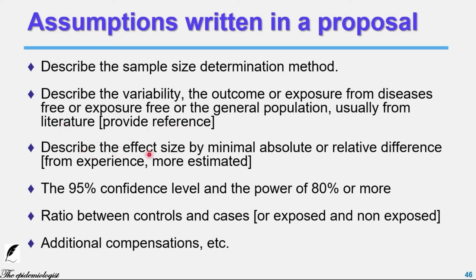Describe the size of the effect by taking the minimal absolute or relative difference warranted. This effect size is usually taken from experience. It is more estimated through considering the possible minimal estimate. Consider two things: the confidence level, usually 95%, and the power estimate at 80% or more. Consider also calculating the ratio between controls and cases, or exposed and non-exposed. Finally, write some considerations. It may be necessary to compensate for problems such as non-response, loss to follow-up, missing data, confounding, issue of cluster sample use, etc.